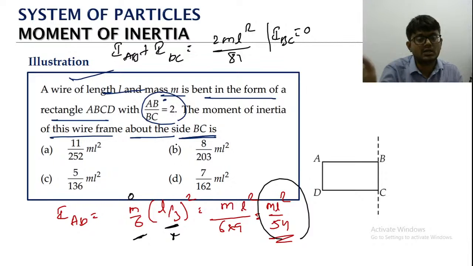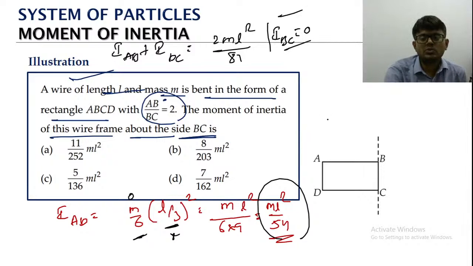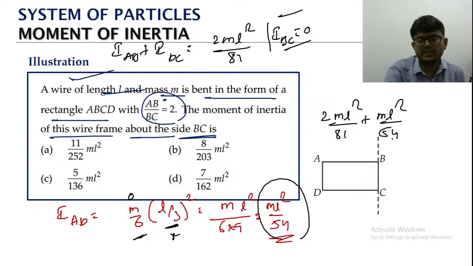Now they are asking what is the total moment of inertia of the wire frame. We have to add all of them. This is anyway 0. So 2 ml square by 81 plus ml square by 54. We have to add both of them. So add both of them, what are we going to get?